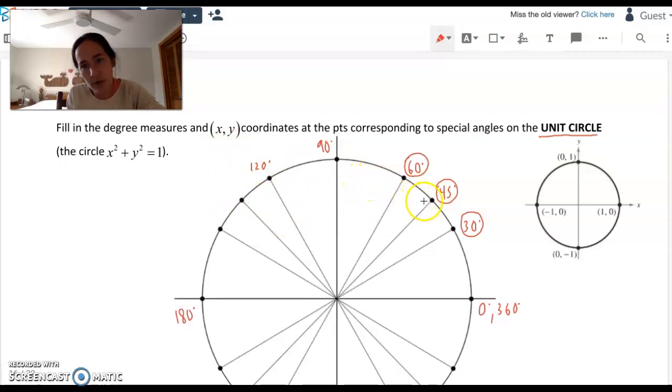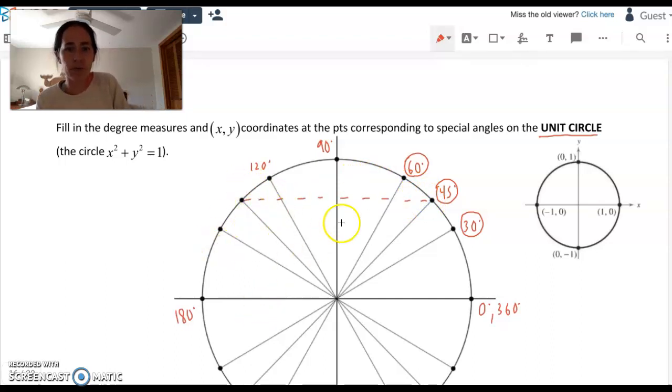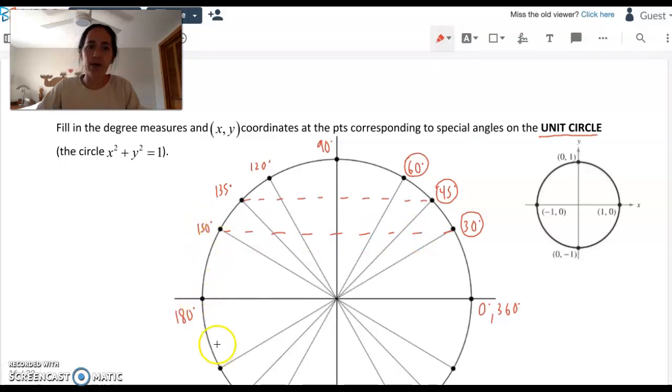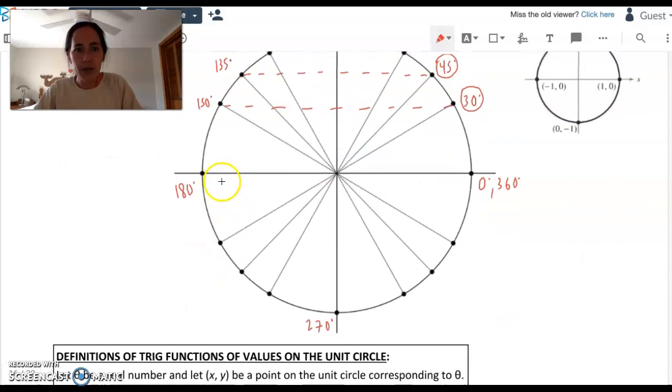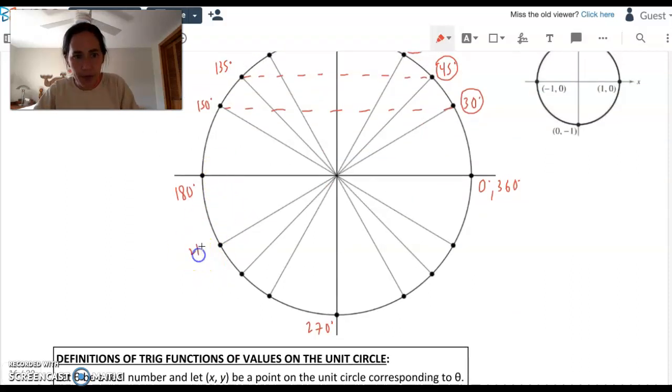If you want to, give yourself a dotted line straight across. Because we're going to talk about right triangles that get formed when you drop perpendiculars, and you're going to see that 135 is closely related to 45. And straight across from 30 degrees is going to be 150, right? 150 has a reference angle of 30 degrees. We already had 180, and then I think I remember putting 210 on this picture, right?